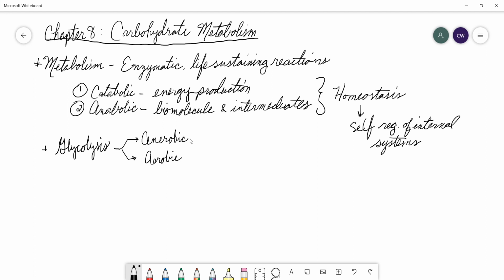Anaerobic does not require oxygen, so anaerobic glycolysis was very important on the primitive Earth because there was low partial pressure of oxygen available to the monocellular organisms, whereas aerobic requires O2.